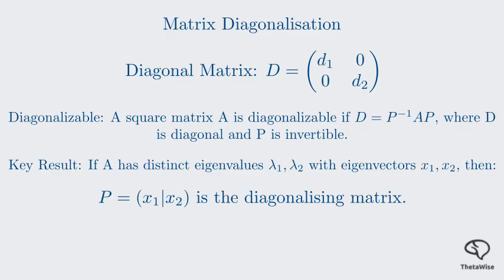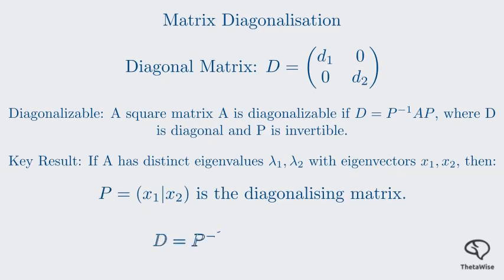The order matters. The first eigenvector corresponds to the first eigenvalue, and the resulting diagonal matrix D will have the eigenvalues of A on its main diagonal. This means D is the diagonal matrix consisting of the eigenvalues corresponding to the eigenvectors in P. Let's work through an example to verify this process.